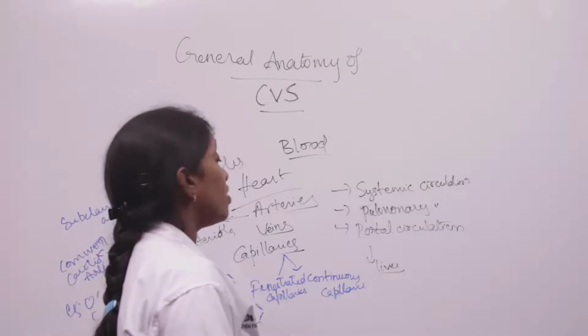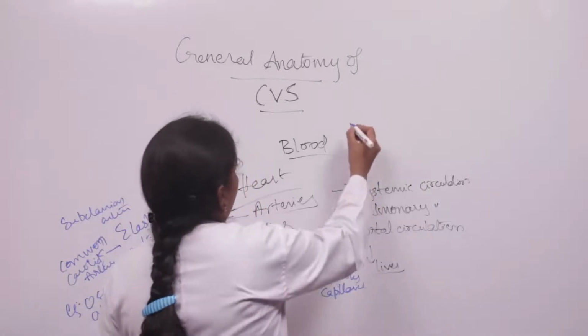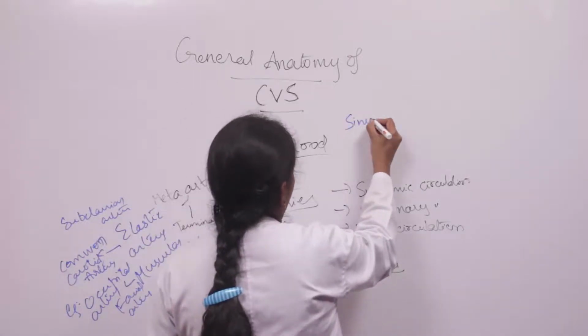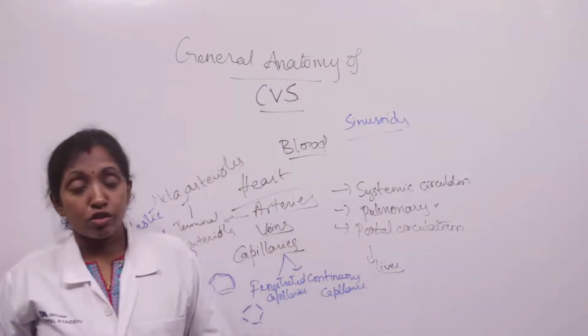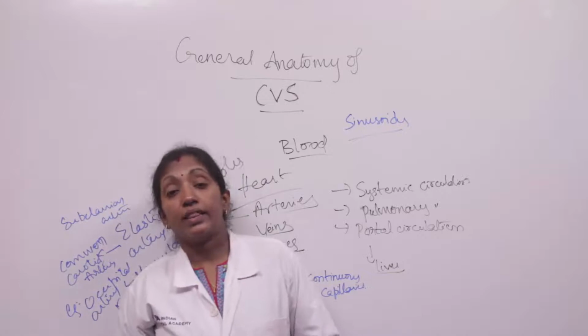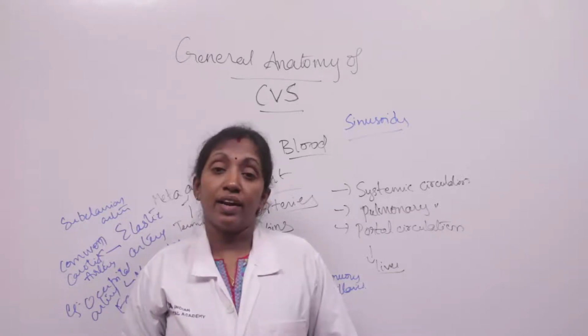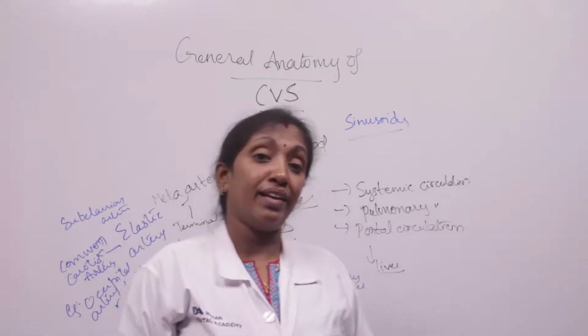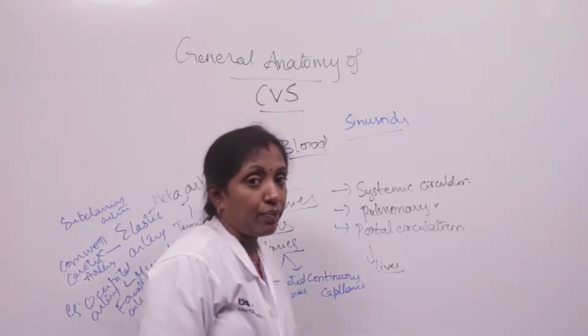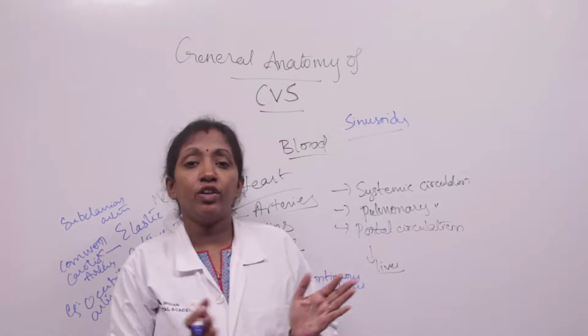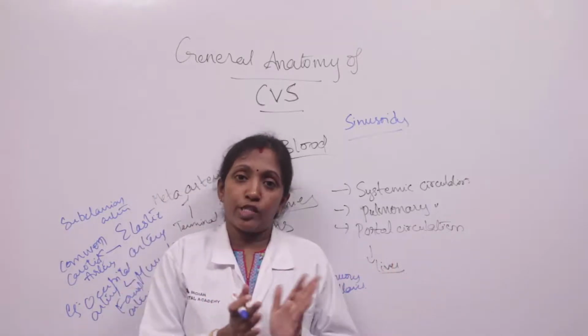And one more thing is sinusoids. Sinusoids are large irregular vascular spaces. Sinusoids are seen in the liver, and also in the suprarenal gland and the spleen. They are large irregular spaces where they are in intimate contact with the cells of the corresponding organ.